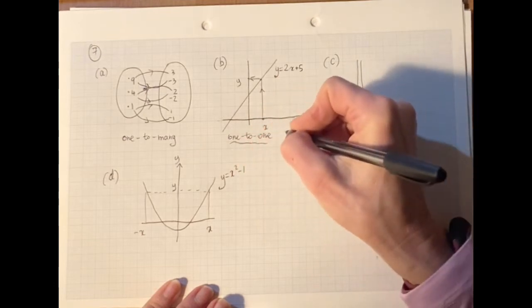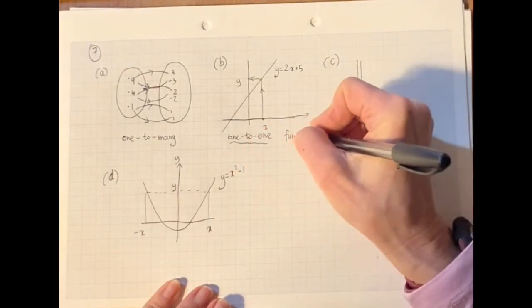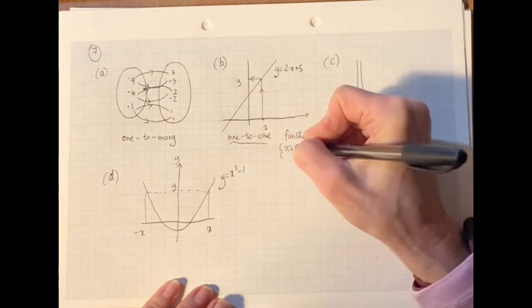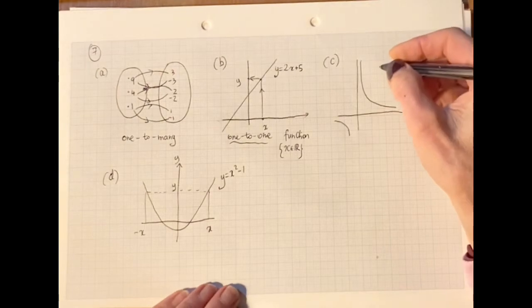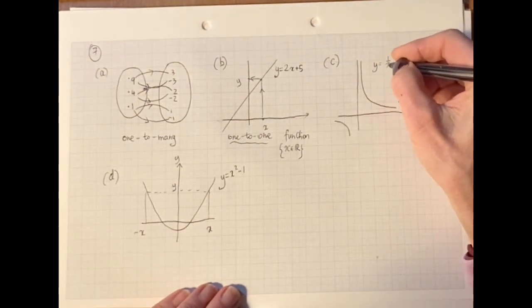And it's definitely a function if we clearly state that x belongs to real values. So this is the domain. C, this is the graph of y equals 1 over x.